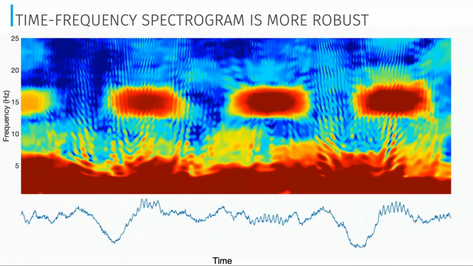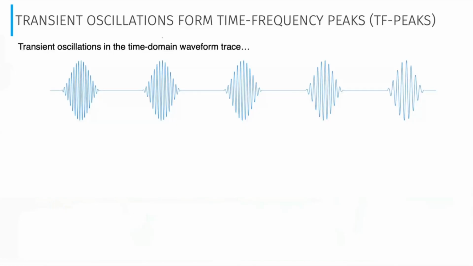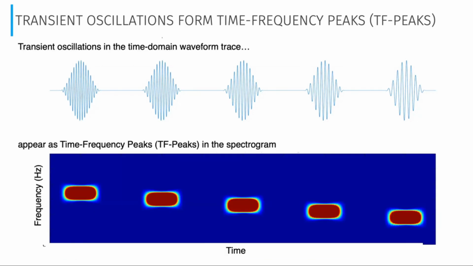And this is based off of the general principle that you get at when you look at various forms of Fourier analysis and its derivatives, is that a transient oscillation, an oscillation that's spindle-like, when you see it in the time domain, will be a peak in the spectrogram. We call these time frequency peaks or TF peaks, which we'll refer to moving forward.